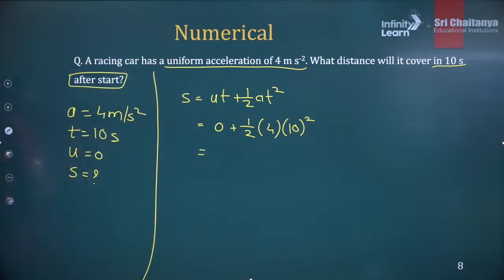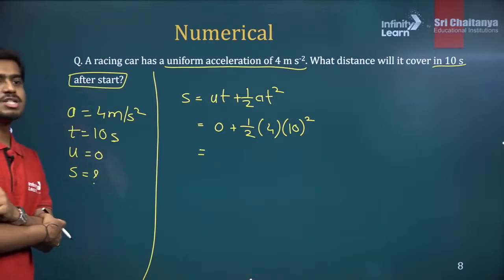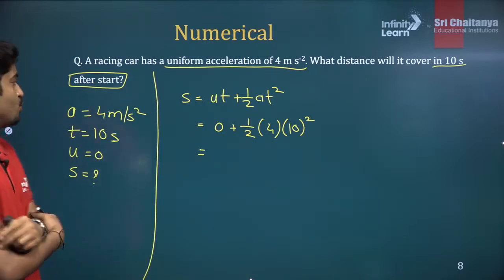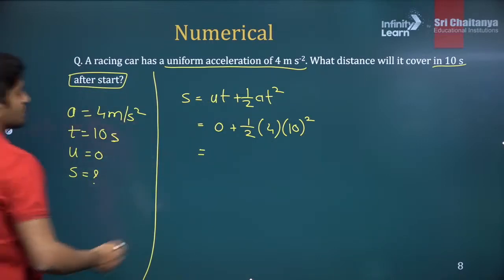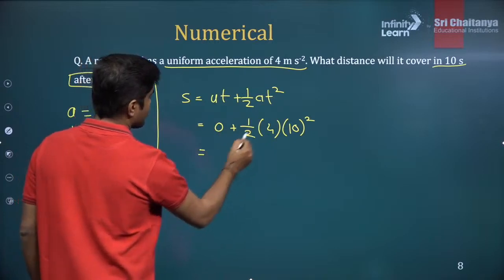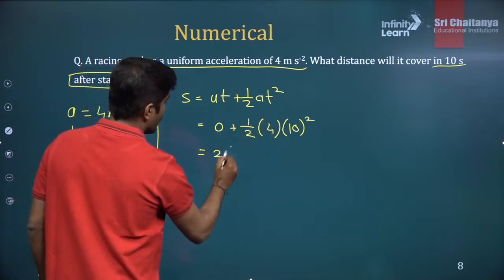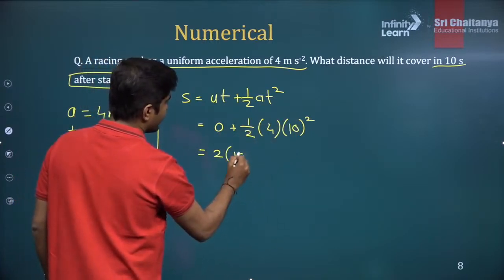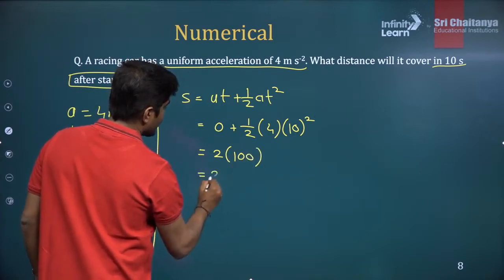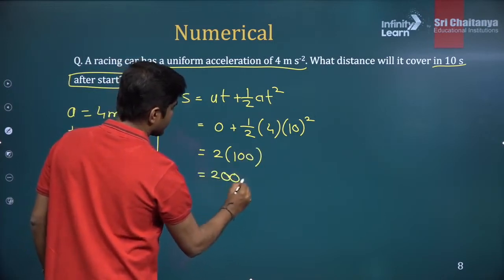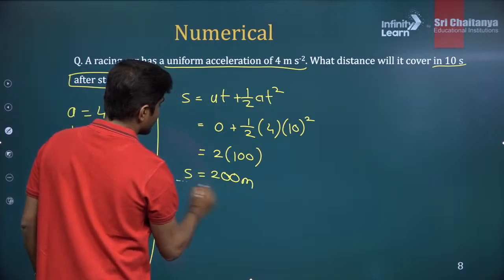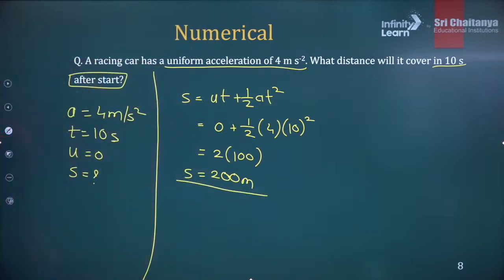So what should be the answer? How did you get 400, all of you? Divyansh and Abhiyanshu, how much is this? 0 plus something, which is 4 divided by 2 is 2, multiplied by 10 square, which is 100. So that would be 200 meters. That is the distance traveled. Correct, Nag. Nice.